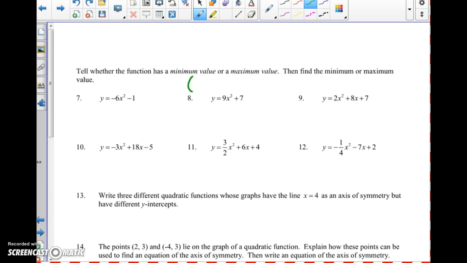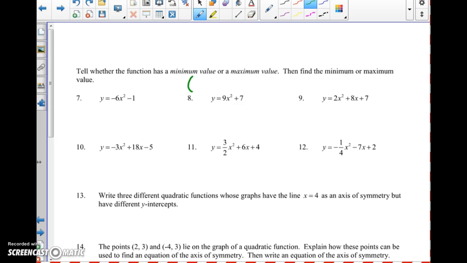Okay, it says tell whether the function has a minimum value or a maximum value. So let me ask you this. Is number 7 an uppie or a downie? A downie. So therefore it's going to be a maximum, right? Is number 8 an uppie or a downie? An uppie. Therefore it's going to be a minimum. Now number 9 is going to be a minimum.